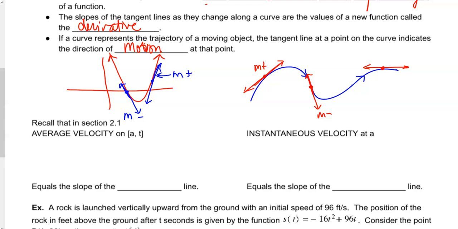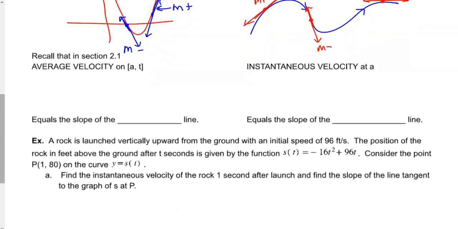Okay, recalling from section 2.1, I just spoke of these with the average velocity and the instantaneous velocity. For the average velocity, if you had some function s which represented the position, hopefully you recall that on an interval from a to t, we took the position at the later point, s of t, minus the initial s of a, and divided by t minus a. That's how we calculated the average velocity over a certain interval. Now, this equals the slope of a secant line.